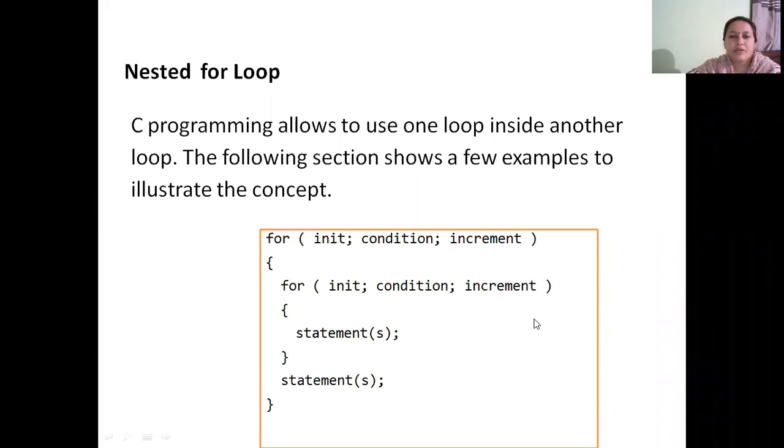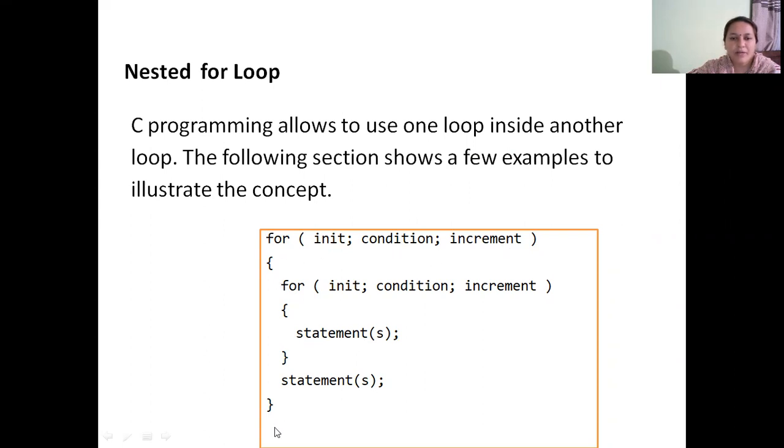C program allows you to nest one loop inside another. You can nest one for loop inside another for loop. So this is the syntax for nesting one for loop inside another. This is the outer for loop containing initialization, test condition, and increment.